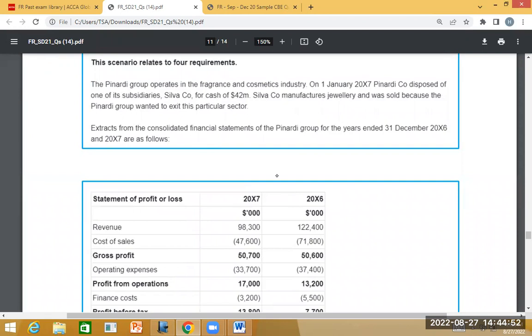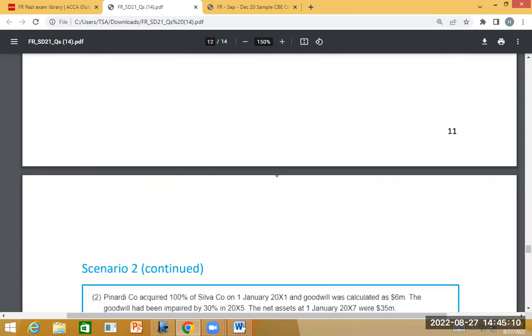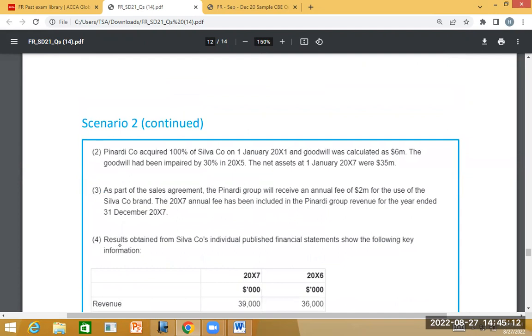Sir, is your brand name possible? Is it that the parent has used it for that? Yes. No, it's saying as a part of the sale agreement, Minardi Group will receive an annual fee of 2 million for the use of the silver brand. The 2007 annual fee has been included in Minardi Group's revenue.